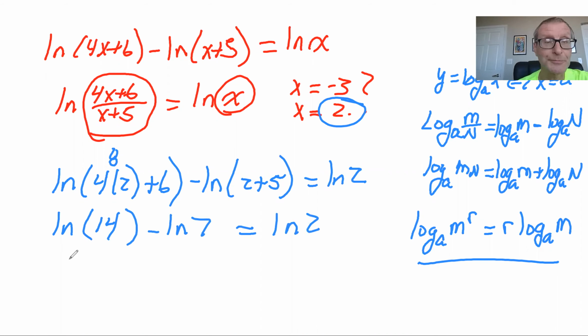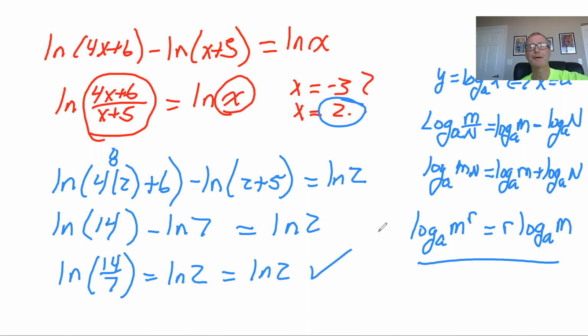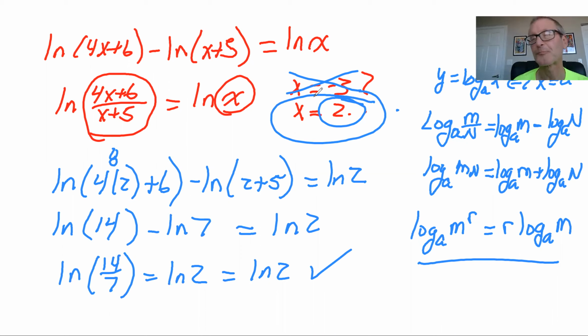And now we could use the quotient rule again, right? Natural log of 14 divided by 7. And you see that equals natural log of 2. And does that equal natural log of 2? Yes, it does. And so we proved that the one answer doesn't work, and x equals 2 does work. So those are examples. We could continue to do some more, but I'm going to end the lecture for section 6.6 with that last example.